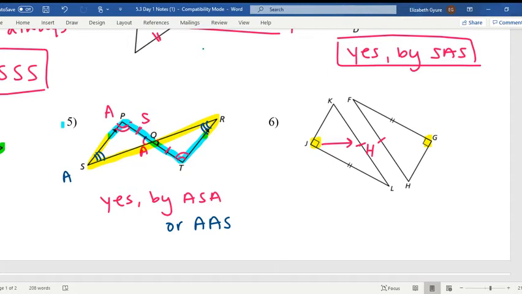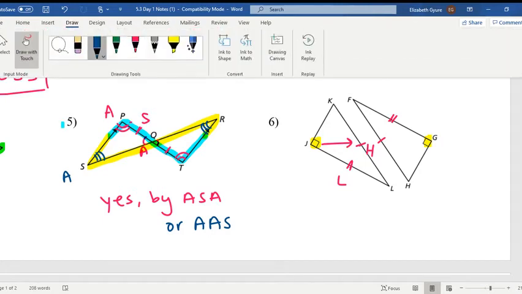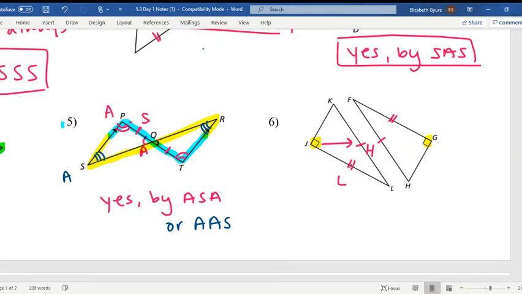We have the H part. Do we have the L part? Is there another set of congruent sides? Yeah, we got JL and HF. So there is our set of congruent legs. The leg is just another side in your picture. Doesn't really matter which one. But we have the hypotenuse, which is across from the right angle, and then another side, which would be our leg. So we would say yes by HL.